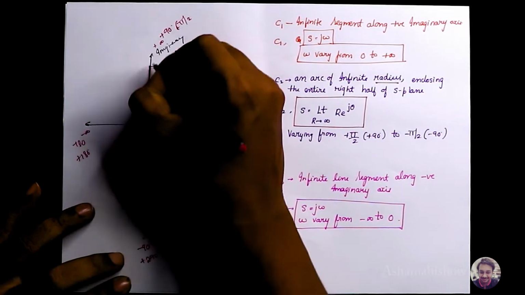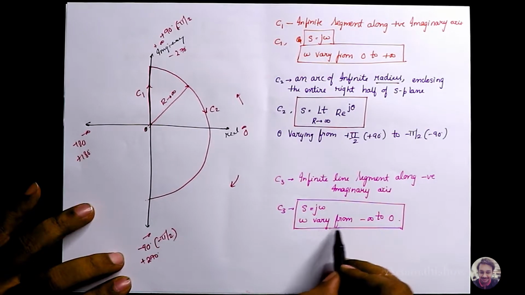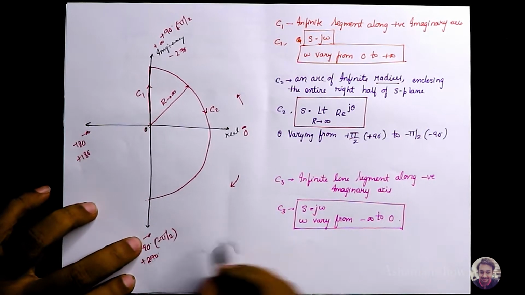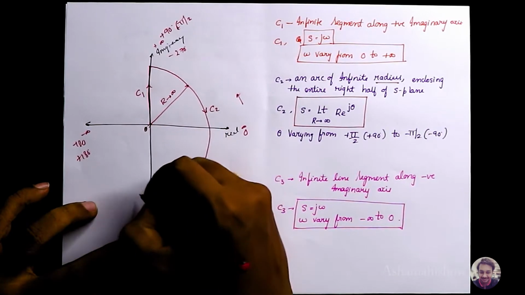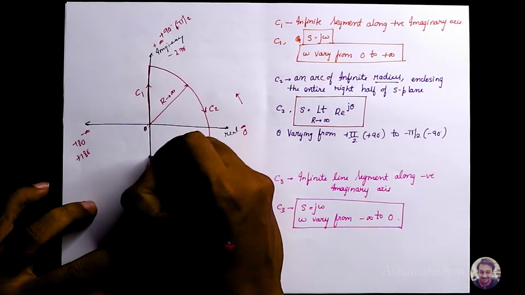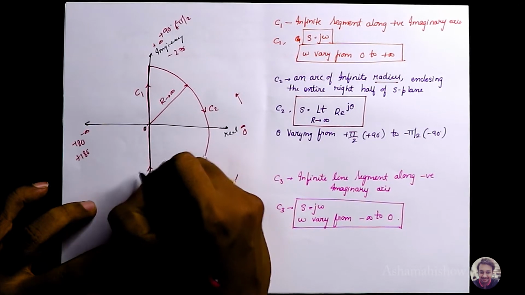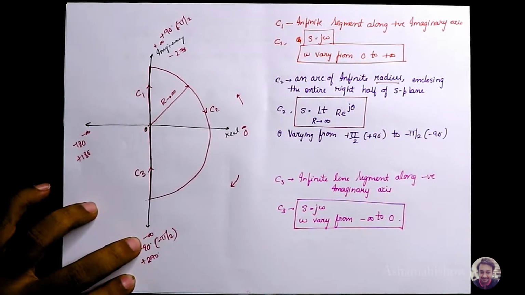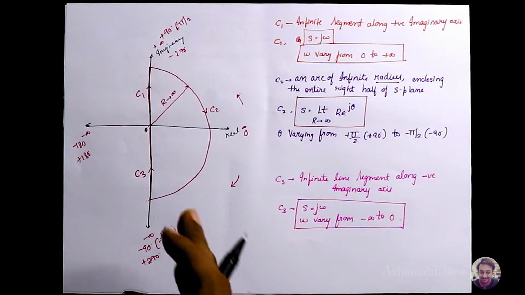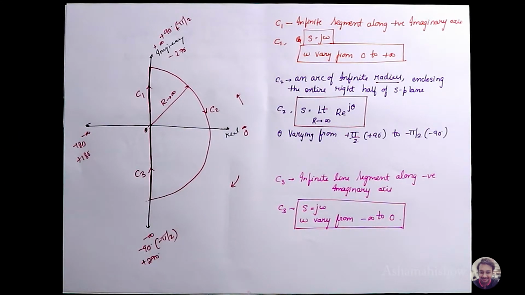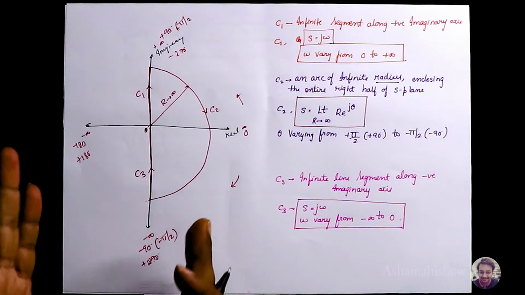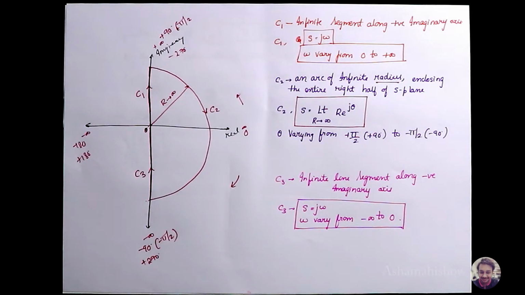If C1 is like this, for C3 omega varies from minus infinity to 0. Your minus infinity is this, your 0 is this. So from here we will draw a line and connect it to 0. This is C3. So this is a Nyquist contour. We have taken C, and this is a Nyquist contour. But this is not always the same thing. We have some cases also. I'll be telling you. So this is a broad outline of this.